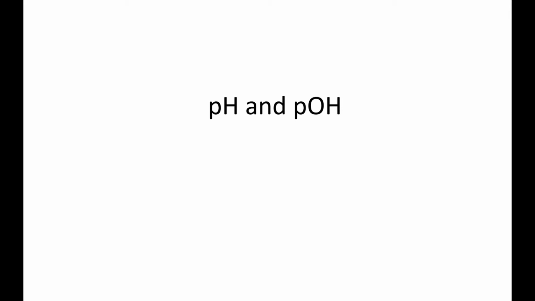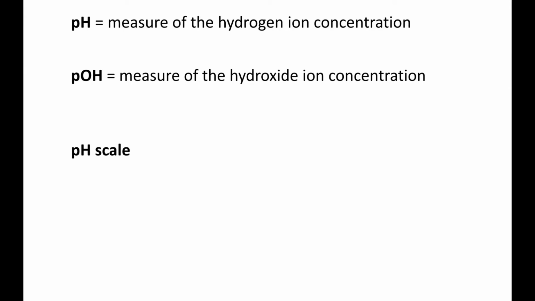Okay, these notes are pH and pOH. pH is a measure of the hydrogen ion concentration. pOH is a measure of the hydroxide ion concentration. Now let's talk about the pH scale. We do use the pH scale with pH, obviously. But when you're measuring stuff, you've heard it before, hopefully.